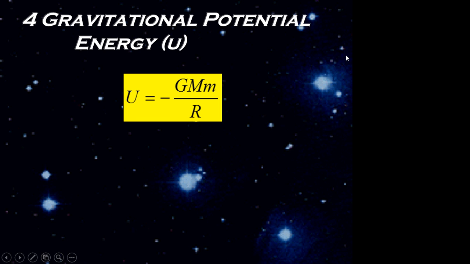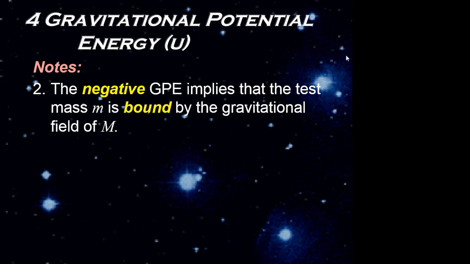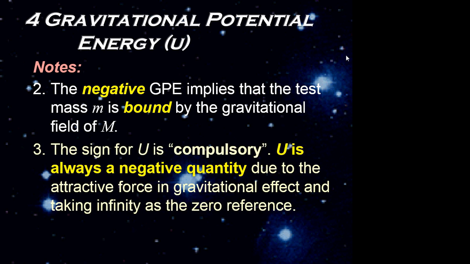Okay? The nature is attractive because of the negative sign. Gravitational potential energy is also a scalar. It's negative, bound by the gravitational field of M. The sign is compulsory. And it is a scalar. Write down somewhere, it's a scalar. Energy is a scalar.